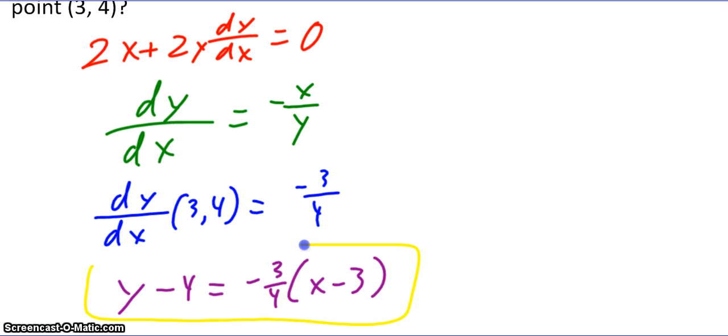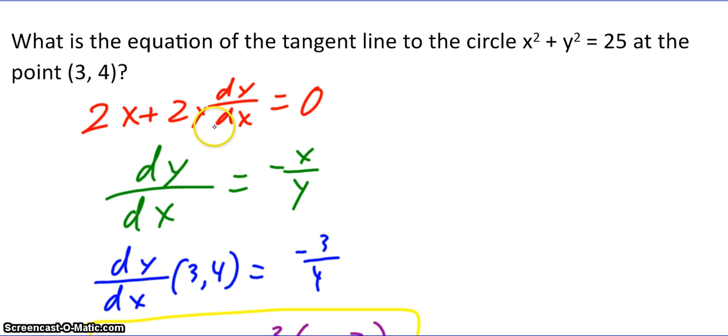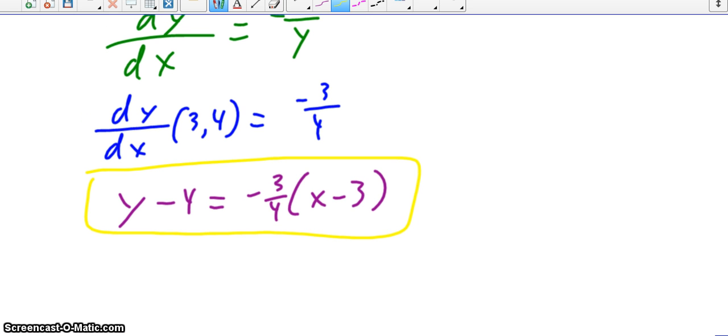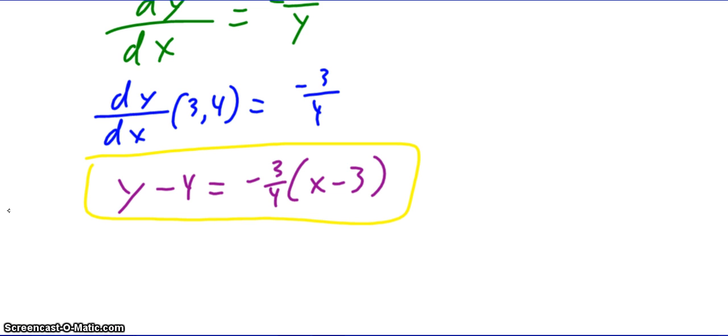Alright, so you should end up with the equation of the tangent line at the point (3, 4) is y minus 4 equals negative 3/4 times the quantity x minus 3. How do we come up with that? We take the derivative using implicit differentiation. So I get 2x plus 2y dy/dx equals 0. Solve for dy/dx, and I get dy/dx is negative x over y. Now plug in the point (3, 4) to find the slope at that point. That is negative 3/4. So I can use the point and the slope to write the equation of my tangent line in point-slope form. You could have done this problem with explicit differentiation as well. However, that would have been more work and more difficult.